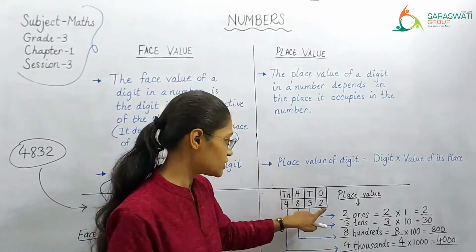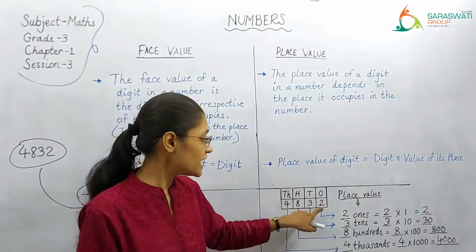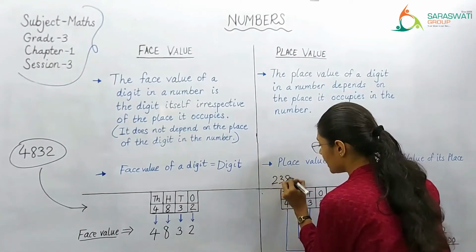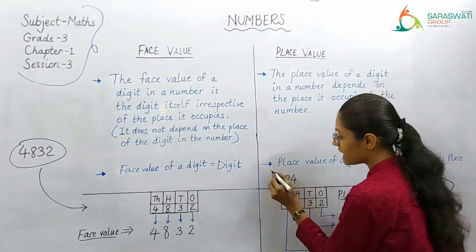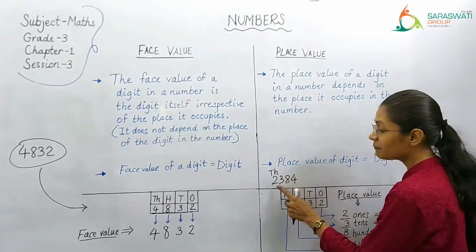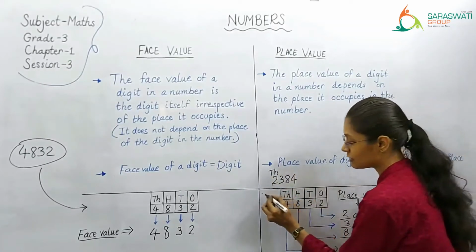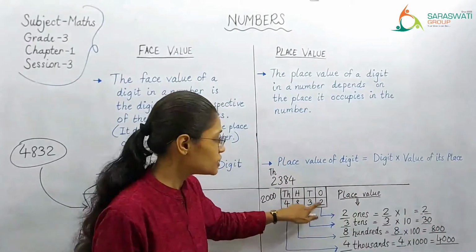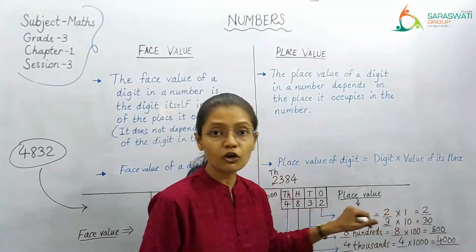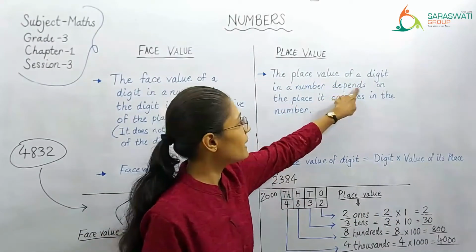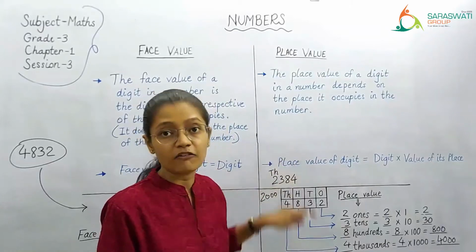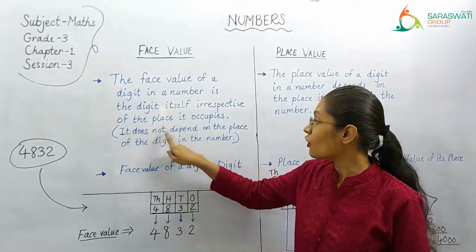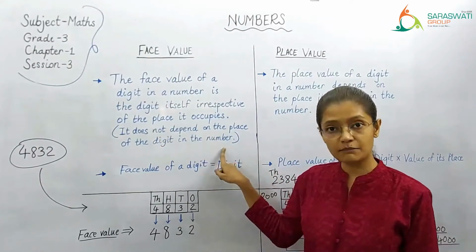Now using these 4 digits, but if we form a new number wherein we change the place of digit 2, then let our new number be 2384. Now over here 2 is at thousands place. So over here the place value of digit 2 is 2000. And over here the place value of 2, which is at ones place, is 2. So the place value of a digit in a number depends on the place it occupies in the number, whereas the face value of a digit in a number is the digit itself. It does not depend on the place of the digit in the number.